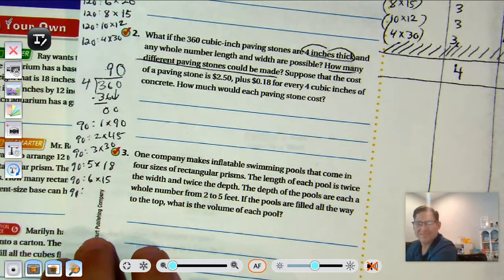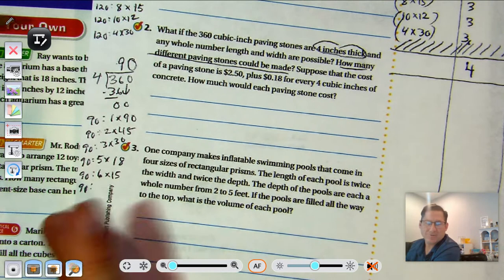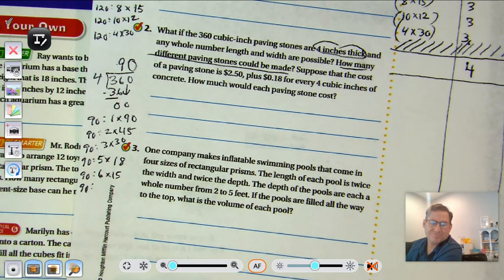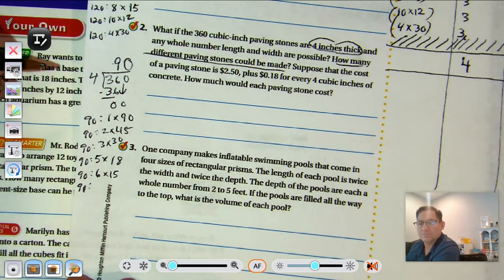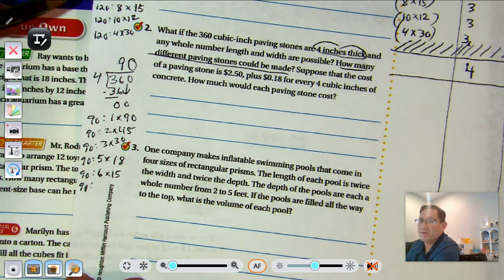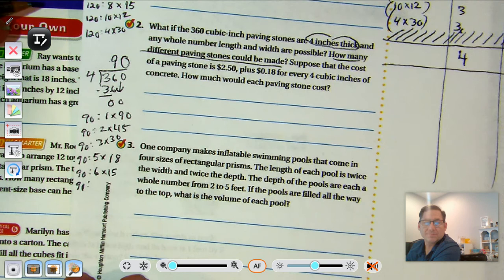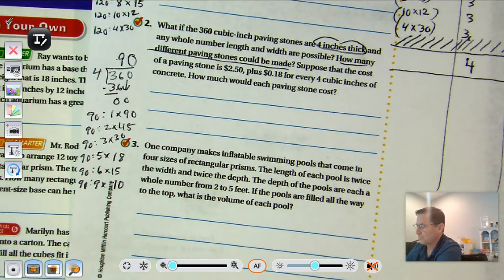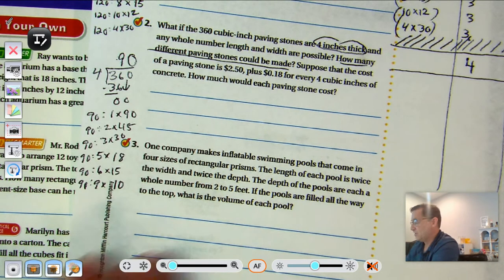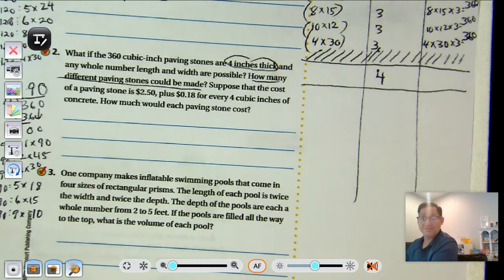What else? 7? No. Closest I can get with 7 is 7 times 12, 84, or 7 times 13, which is 91, so no. 8? No. Closest I can get to something that multiplies by 8 is 8 times 12, which is 96. 9 works for sure. 9 times 10. And then 10 times 9. So now we're starting to repeat. We're just going the opposite way. So it looks like we have 6 different ways again.